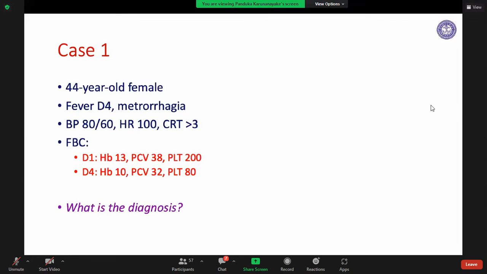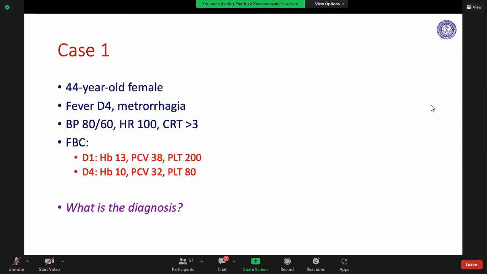So you can be very clear that there is shock, and you can also be very clear that this is a hemorrhagic shock because the PCV has fallen. That part is absolutely certain. But it's unlikely that the patient is in so much shock because of plasma leakage, because the platelet count is still only 80,000. It began with 200,000 on day 1, then day 2 and day 3, and now on day 4 it is just below 100,000.